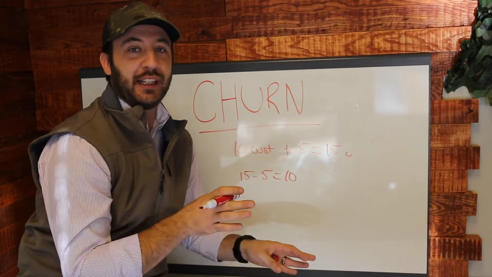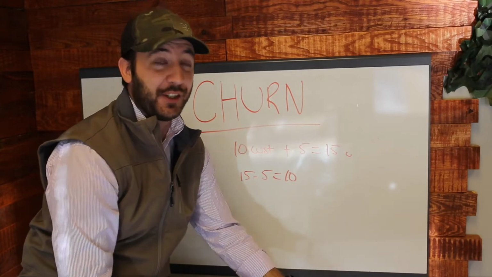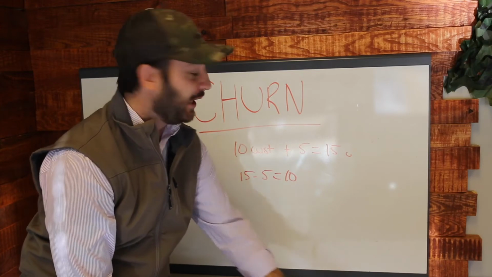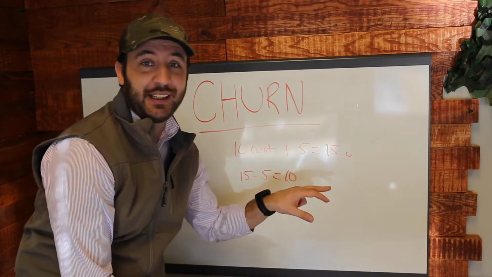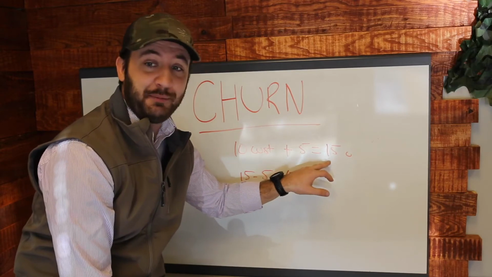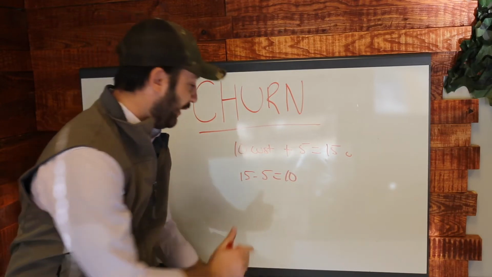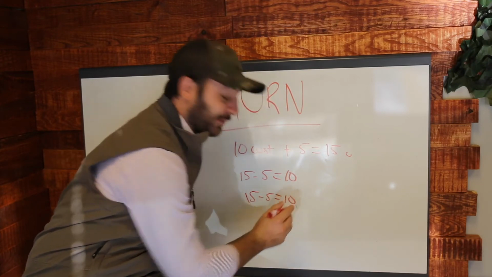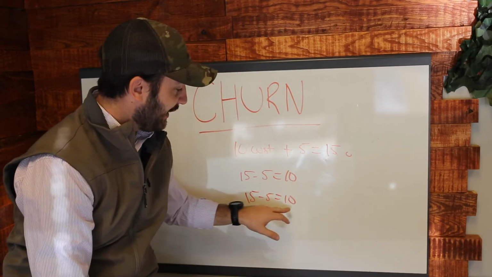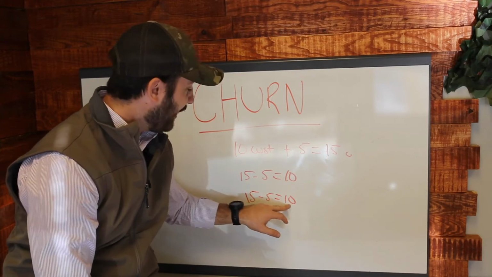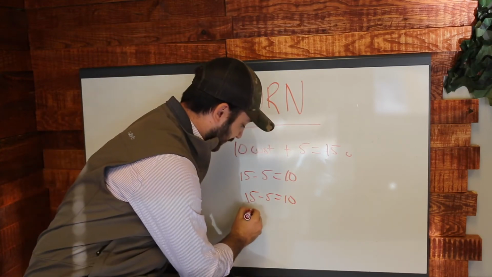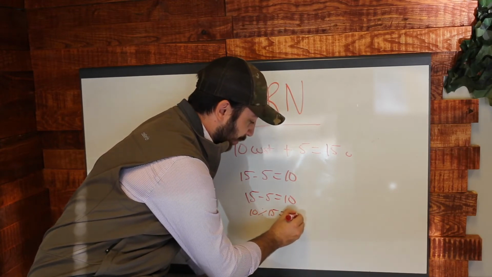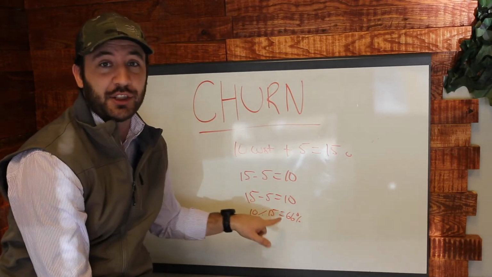Now we're going to get into the math behind how you can find your customer retention, which is another very important aspect of your business, but also your customer churn. You take the 15 number here and subtract the 5 from here. So 15 minus 5 gives you 10. Then you take this 10 and divide it by that 15 up there, and that gives you 66%, essentially. That's going to be your customer retention.